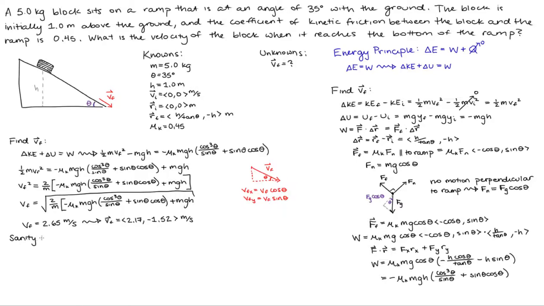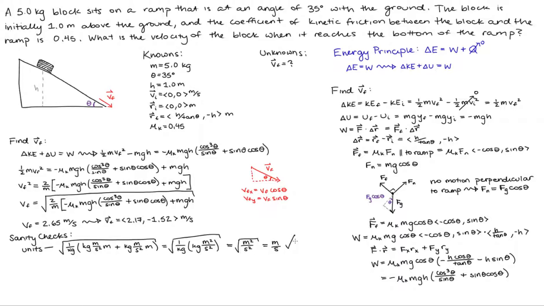Now we will perform our sanity checks. First, we will check the units of our result. We have that the square root of 1 over kilograms times the quantity kilograms times meters per second squared times meters plus kilograms times meters per second squared times meters is equal to the square root of 1 over kilograms times kilograms meters squared per second squared, which is equal to the square root of meters squared per second squared, which gives us meters per second as we desire.